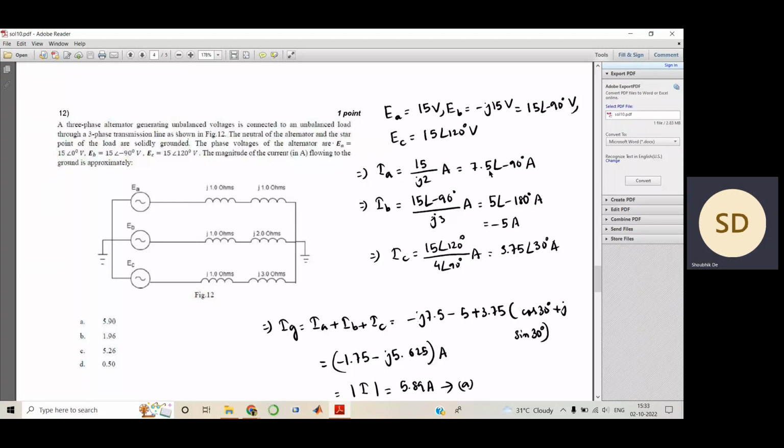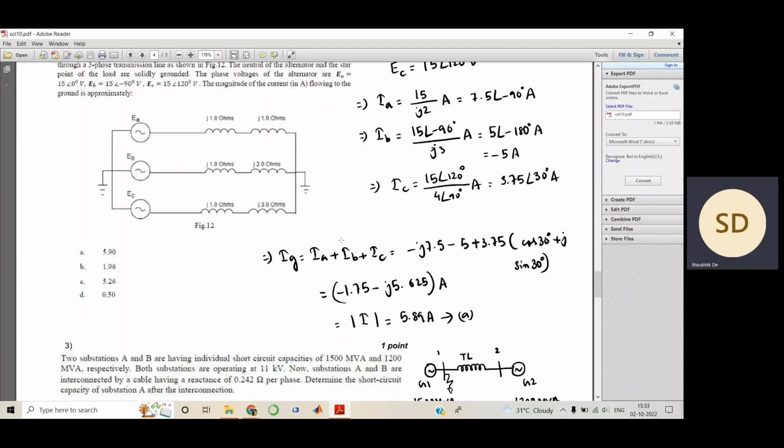Therefore, your IA would be what? 7.5 at an angle of minus 90, IB is 5 at an angle of minus 180, and IC is 3.75 at an angle of 30 degrees. So ground current would be IA plus IB plus IC, and you calculate the sum. Do this operation, and you get this expression, right? So they have told us to find out the magnitude of current. So this would be 5.89 amperes, which is your option number A. Again, pretty simple problem.